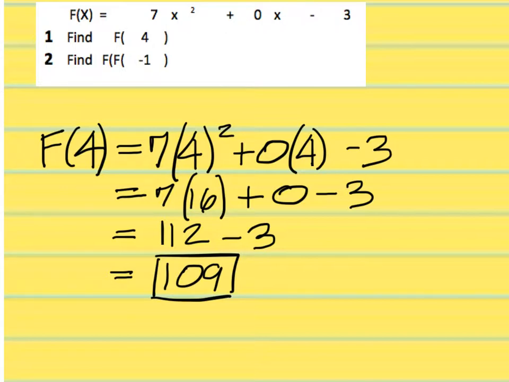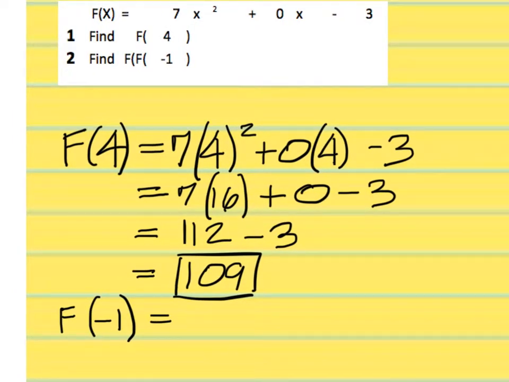The second evaluation has nothing to do with the first one. It is a completely separate one. F of negative 1 equals, or actually it should be f of f. There we go. We got to put the f in there like that. F of f of negative 1. Whenever you see two combined into one like this, you start in the middle. In the middle you have f of negative 1. So you start there and do that first.